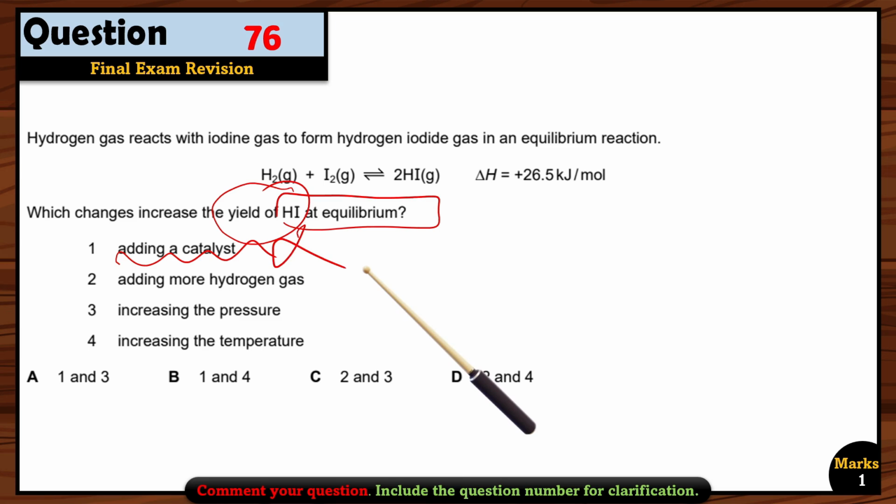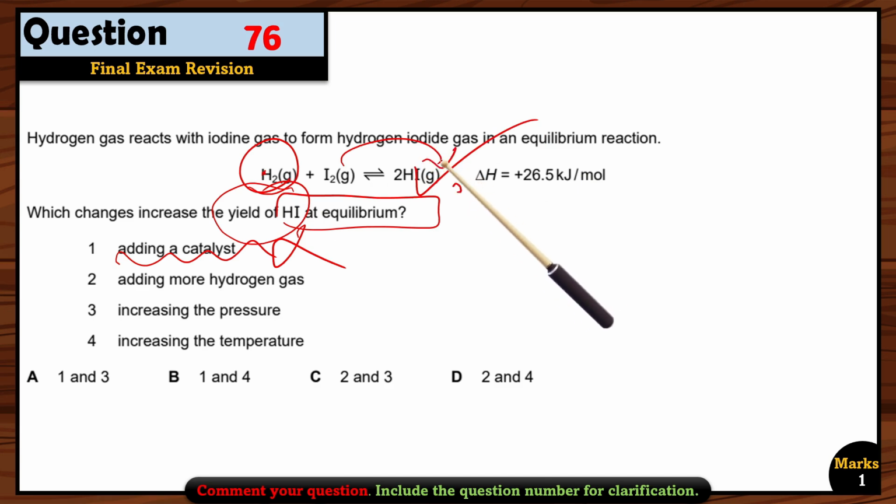Adding more hydrogen gas. If you see, hydrogen gas is in the reactant. So if you increase the concentration of the reactant, you will get more product. That actually we want, right? If you increase the concentration of the reactant, the equilibrium will shift towards the right side. That's what we want. So option 2 is right.